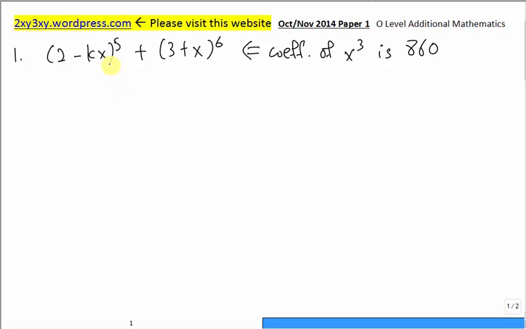We are given that the coefficient in this expansion is equal to 860. Now before we proceed to solve this question, let us have a common understanding of coefficient.